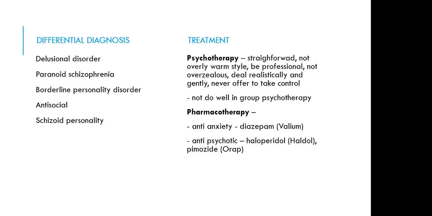The therapist also shouldn't be overly warm, and should be professional to the patient during individual psychotherapy, and not be overzealous, not be eager in interpretations that involve the deep feelings of the patient, because they have mistrust issues. And then deal realistically and gently with the delusional accusations, and never offer to take control unless they're willing to do so, because they don't want help from us. They don't want help from those who they think are weaker than them. So we have to let them think we are stronger than them before they ask for help.